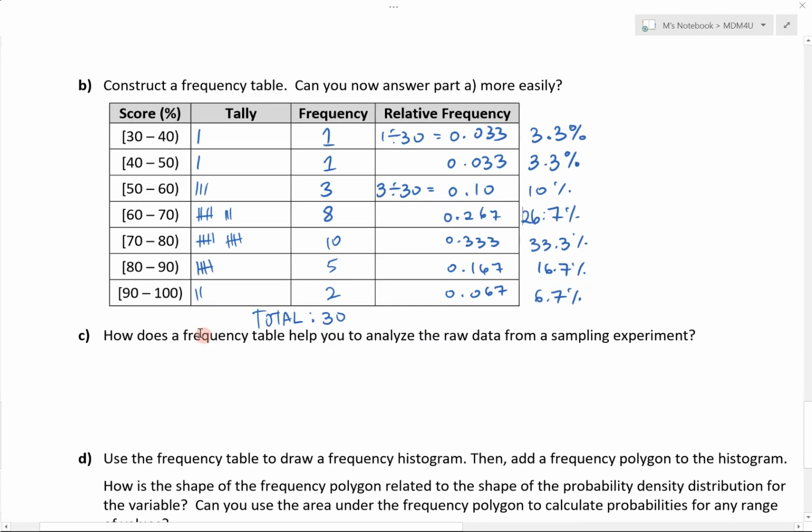All right, so part C, how does a frequency table help you analyze the raw data from a sampling experiment? Well, the frequencies vary from 1 to 10. So what does that suggest? That the distribution is not uniform. So I'm going to write that the distribution is not uniform because frequencies are different.